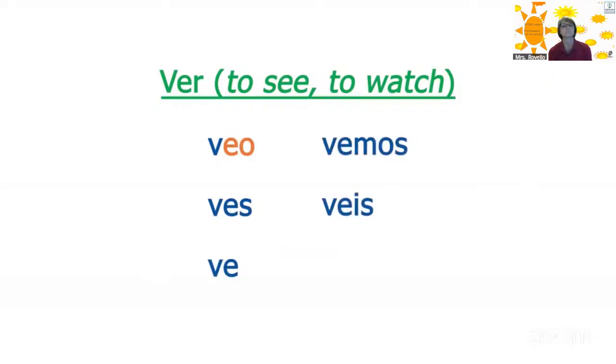Let's start with the least irregular one, ver. Only the yo form is irregular because it keeps the e of the er infinitive ending. The other 5 forms, however, are regular. Veo, ves, ve, vemos, veis, ven.